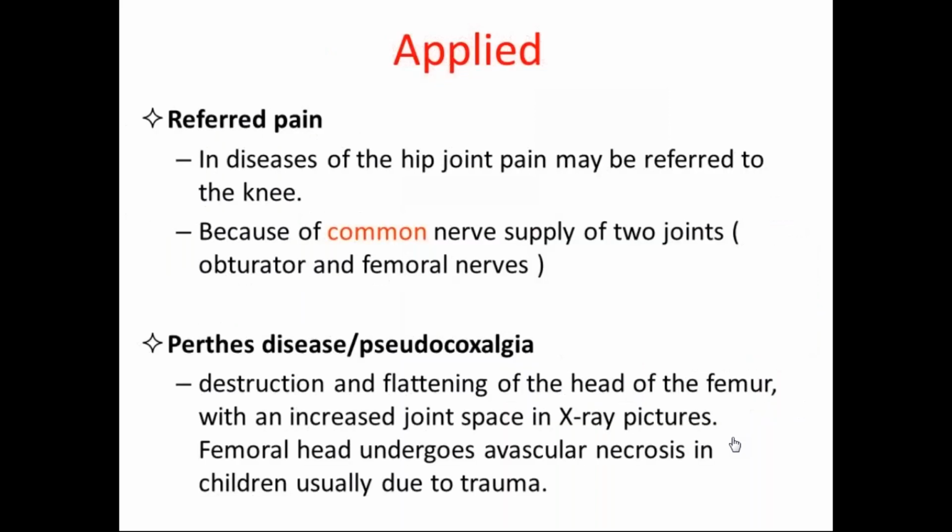In diseases of hip joint, pain may be referred to the knee joint. This is because of the common nerve supply of two joints, that is the obturator and femoral nerve, resulting in the pain.